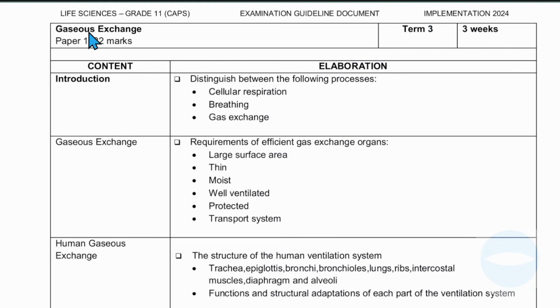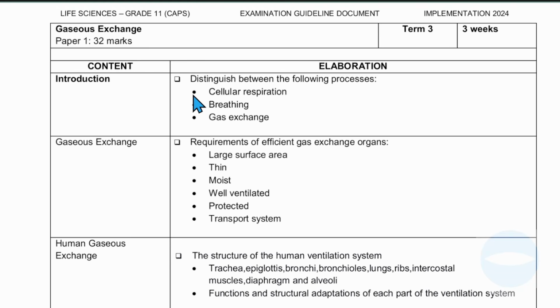We are on gaseous exchange, which falls under paper 1 and carries 32 marks, which is a lot of marks, according to me. You must make sure you understand all the concepts here. So in this video, I will be looking at the introduction.